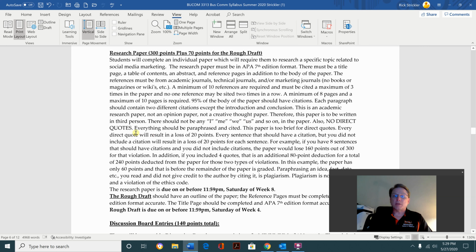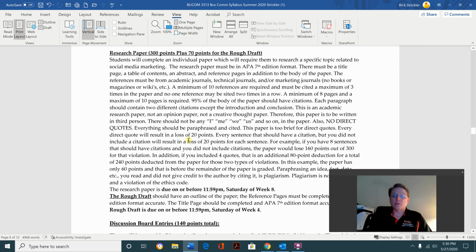Therefore, this paper is to be written in third person. There should not be any I's, me's, we's, us, and so on, which is first person. It's a third person paper. Also, no direct quotes. Okay, it's a very brief paper. Everything should be paraphrased. Okay, this paper is too brief for quotes.